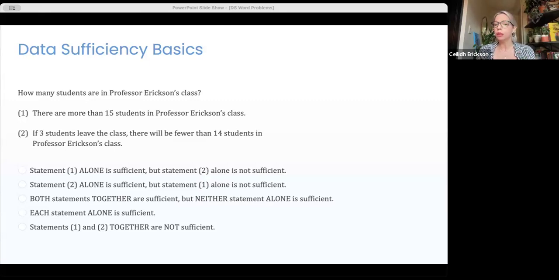So I want to talk a little bit about the structure of data sufficiency in general, and then we'll talk about this question in particular. So a few things to note about data sufficiency. You're always going to get one question, and it's going to be a question that you can't answer all by itself. How many students are there in Professor Erickson's class?